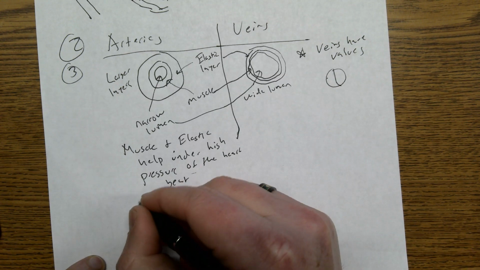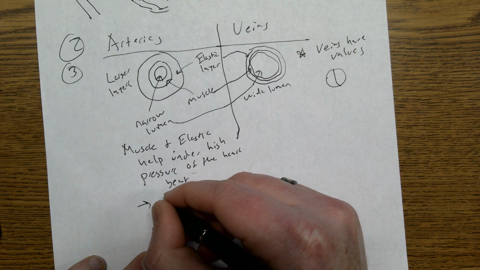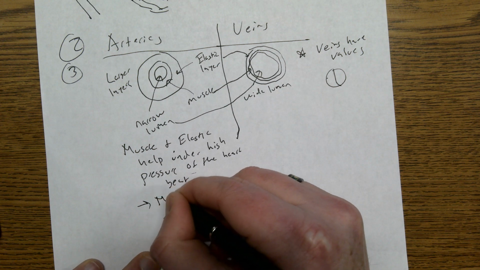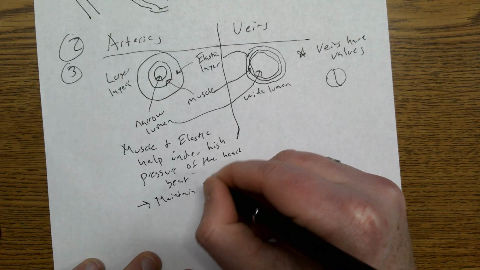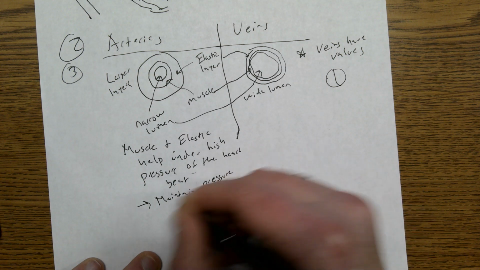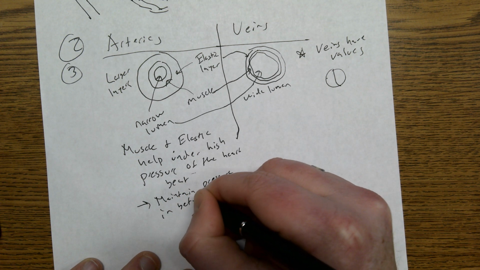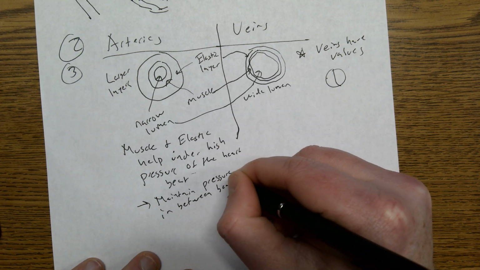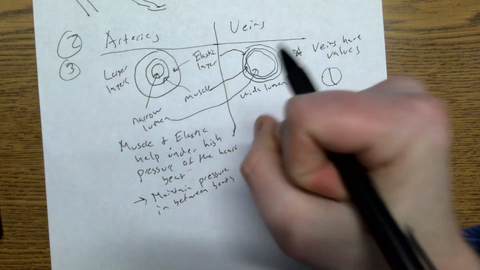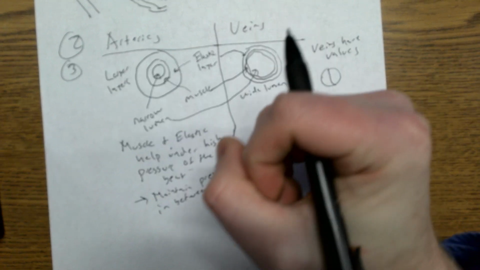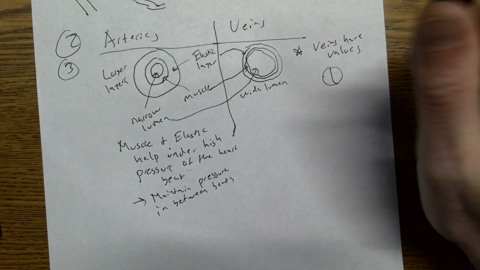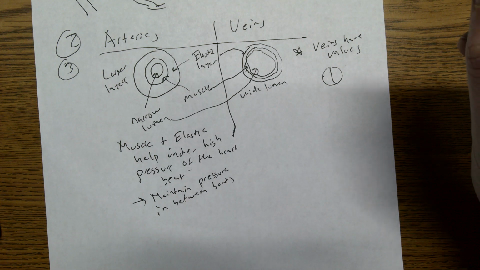And then the elastic layers especially, they also help maintain pressure in between beats. So that elastic layer acts like a rubber band, and it pulls it back in to keep it nice and tight and narrow. Therefore, you don't lose pressure in between beats.